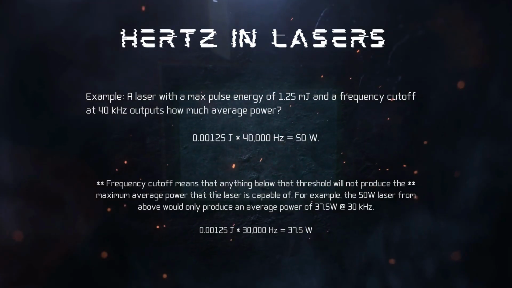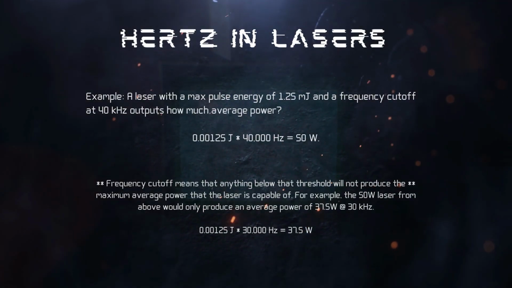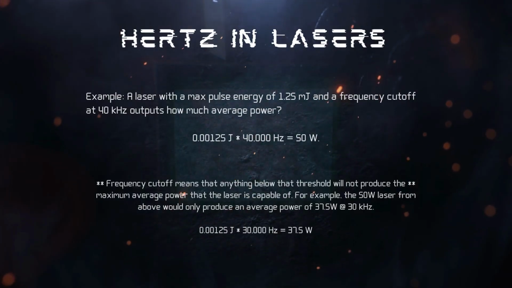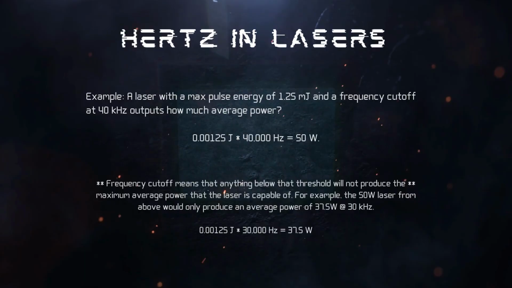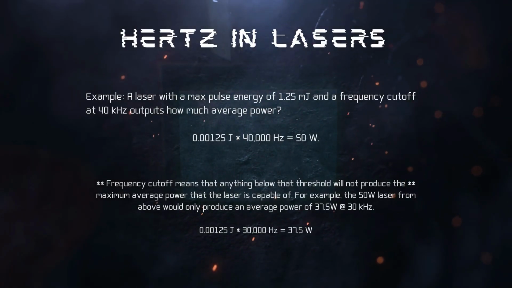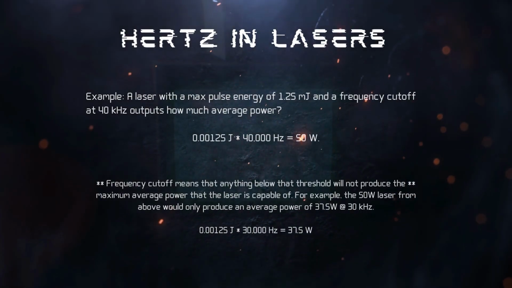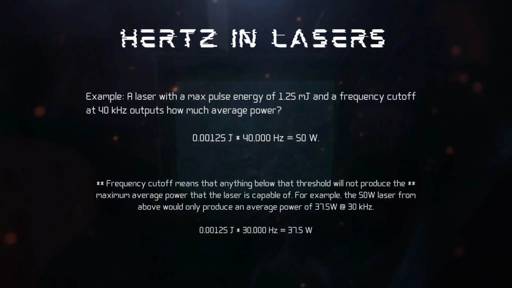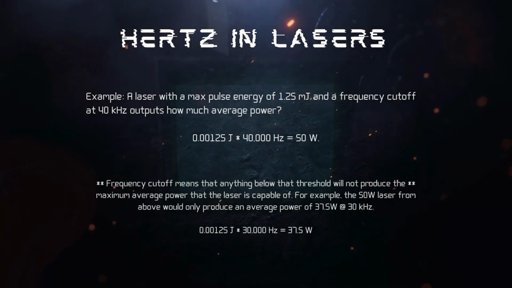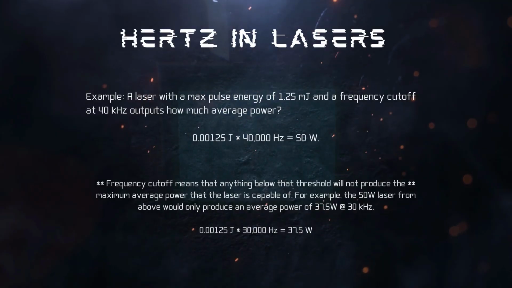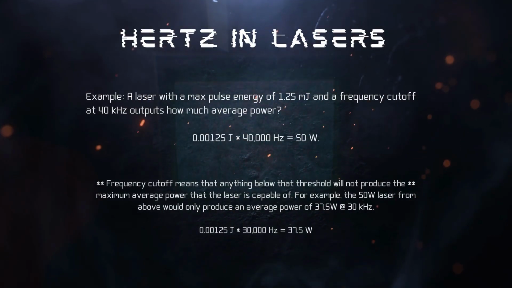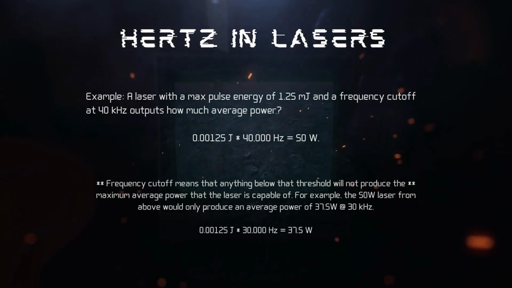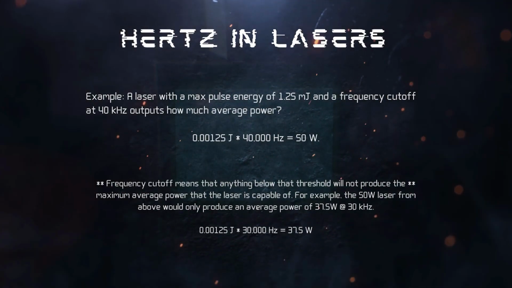For example, a laser with a max pulse energy of 1.25 millijoules and a frequency cutoff at 40 kilohertz outputs how much average power? Well, 1.25 millijoules expressed in joules is 0.00125, and 40 kilohertz expressed in hertz is 40,000. So 0.00125 times 40,000 is 50. We have a 50-watt laser.